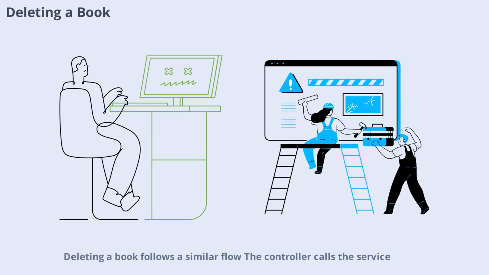Deleting a book follows a similar flow. The controller calls the service, which calls the repository's deleteById method. Spring Data JPA and Hibernate handle the translation to a SQL delete statement, ensuring the book is removed from the database. This abstraction makes data management straightforward and reliable.